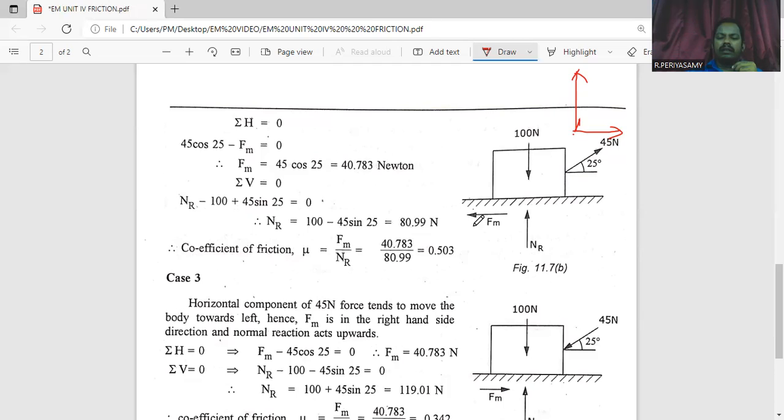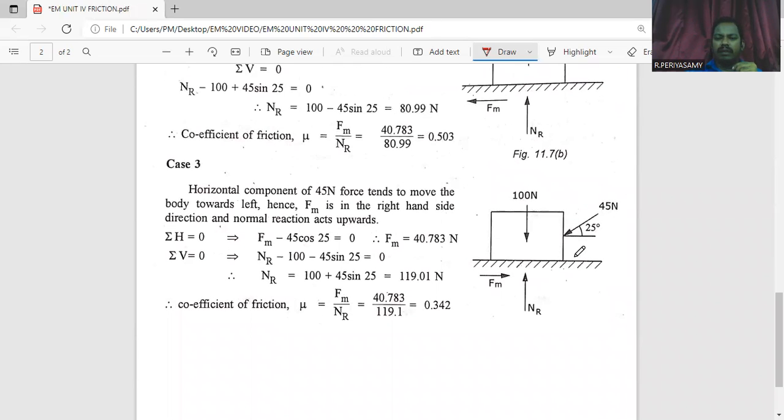Okay. In the third case, this is the free body diagram. In this case, the body rests on a rough surface. Its load acts in a downward direction, and its normal reaction acts in the upward direction. Here, the 45 Newton force acts in the leftward direction, so the body movement is also towards the left. When the body moves leftward, the frictional force acts in the rightward direction.